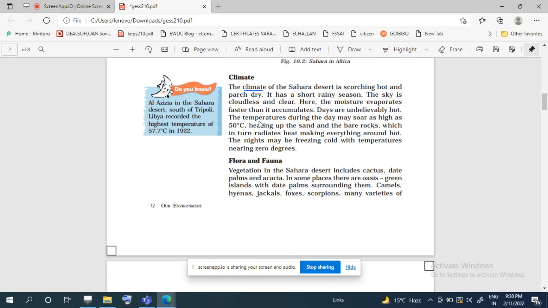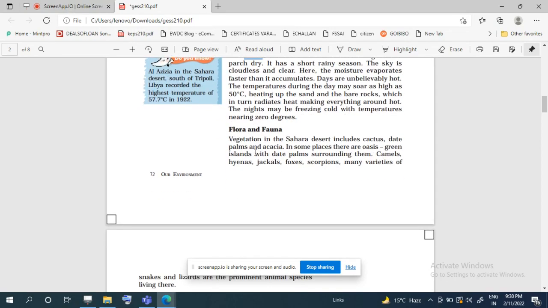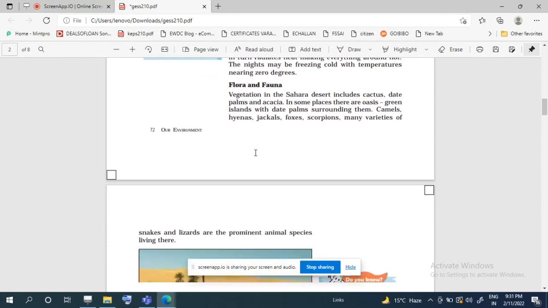The temperature goes up to more than 50 degrees centigrade, and this causes the heating up of sand and the bare rocks, and it radiates heat, making everything around hot. So, very much heat is there, and the nights become very cold, freezing cold, where we find that the temperature goes down to 0 degrees.